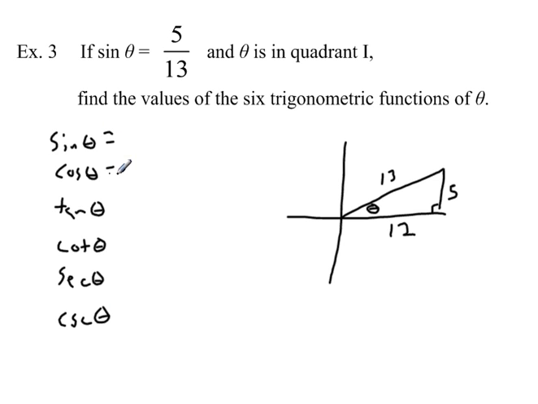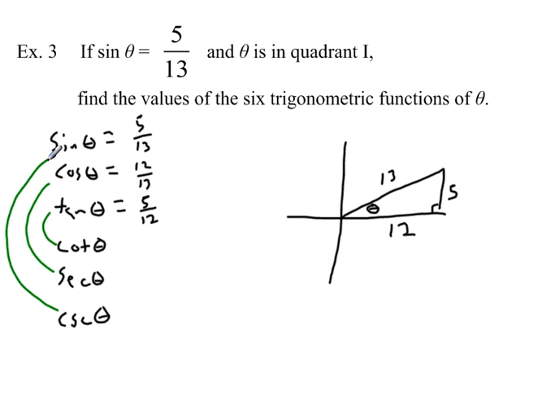Well, SOHCAHTOA tells us that the sine of theta is opposite over hypotenuse. Cosine is adjacent over hypotenuse, and tangent is opposite over adjacent. So those first 3 we're usually pretty good on. Now, the next 3 are reciprocals of the first 3. And we can line them up like so.